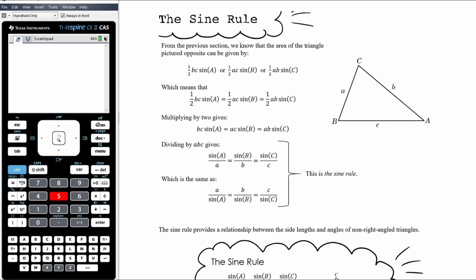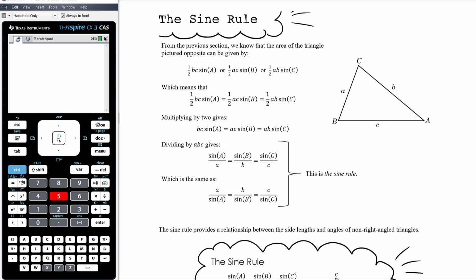Okay, and that would depend on what information we've got. But we know that all three of those calculations will equal the area of this triangle. And so therefore, all three of those things must be equal to each other. That means that half times BC times sine of A must be the same as half times AC times sine of B, which must be the same as half times AB times sine of C. Okay, so we've got a half in every side of the equation there, so if we multiply all sides of the equation by 2, we can get rid of those halves.